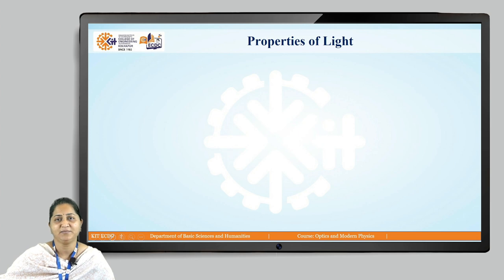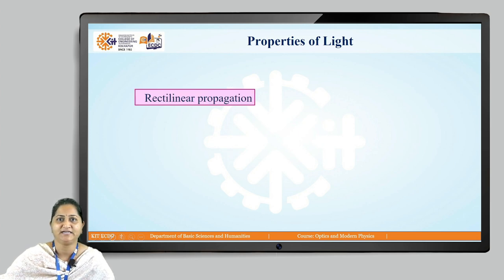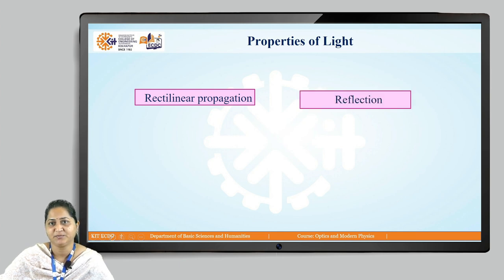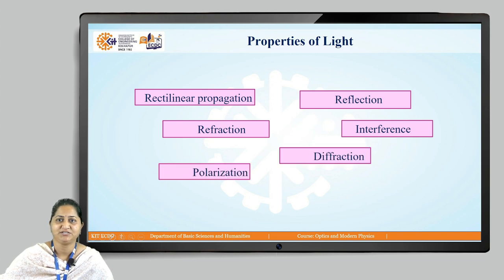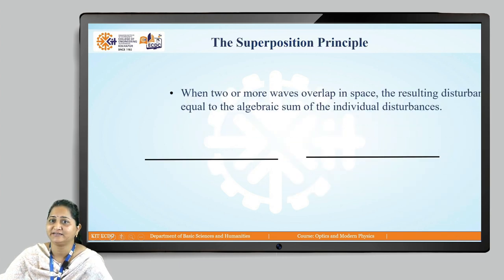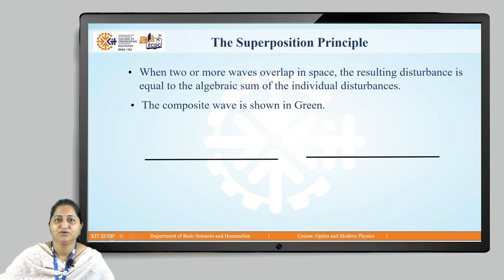There are certain fundamental properties of light. We all know that light always travels in a straight line, so it is called rectilinear propagation. It shows reflection, refraction, interference, diffraction, polarization, dispersion, scattering and so on. So basically, we will see what is meant by interference.